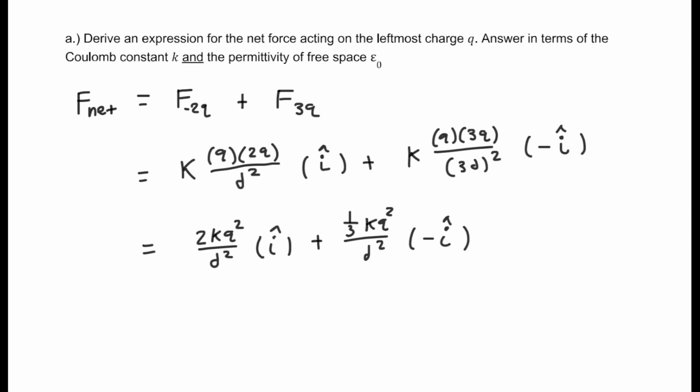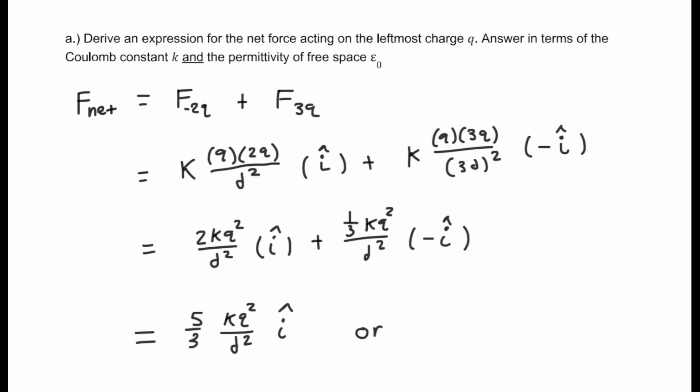And now we just simplify. So I have 2, which is 6/3, minus 1/3, so I get 5/3 kq squared over d squared. And then we see that the positive term wins in this situation, so this would be in the I hat direction. So that's one solution.